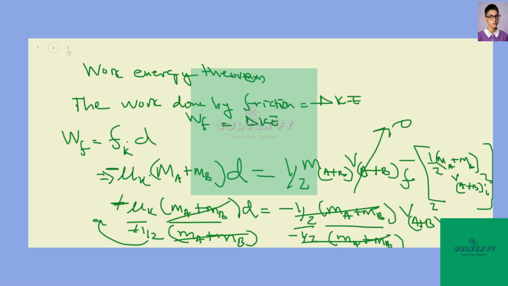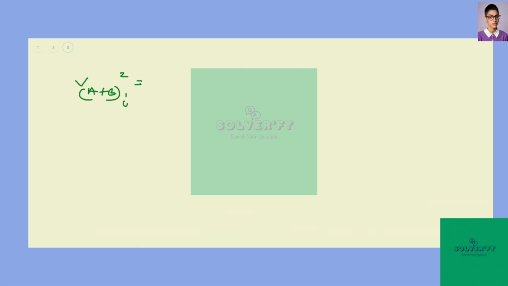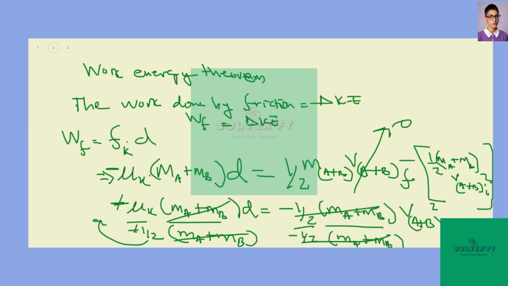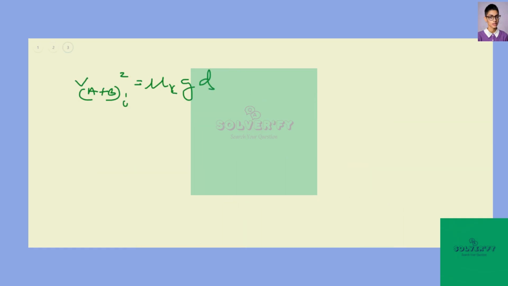So we'll do that in the next page. So v_a plus b initial squared becomes the same as mu_k g d. Okay, mu_k g d. Don't forget the gravity. So there's a g right there, and there's a g right there. So don't forget that. Okay, let's just make sure. Yes. So mu_k g d, and so we can use algebra to simplify to get the velocity just after they collide.